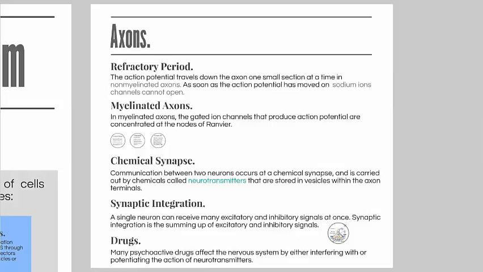Communication between two neurons occurs at a chemical synapse and is carried out by chemicals called neurotransmitters that are stored in vesicles within the axon terminals. When nerve impulses traveling along an axon reach the axon terminal, neurotransmitter molecules are released into the synaptic cleft. They diffuse across the cleft and bind to specific receptors on the postsynaptic membrane. The response of the postsynaptic neuron depends on the type of neurotransmitter and the type of receptors.